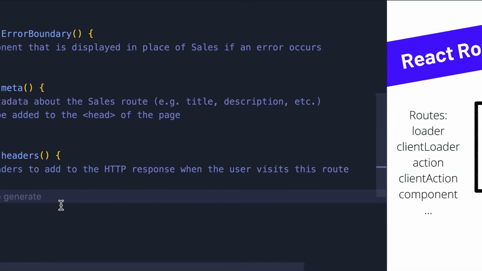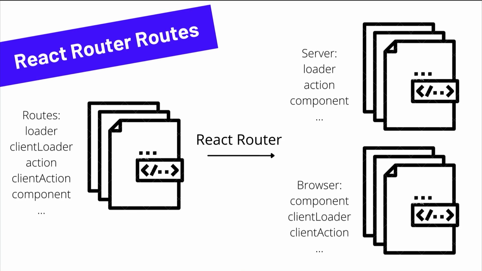So what does React Router do with these route files once you've defined them? Well, when you build your project, React Router will look at your route modules and then split them up into two builds, one that is run on the server and one that runs in the browser. There are two important things I want to note here. First, the loader and the action exports only go to the server build. That means that you can write server-side only code in your loaders and actions. For example, you can talk to your database with a tool like Prisma. The second thing I want to note is that the component goes to both the server and the browser builds.